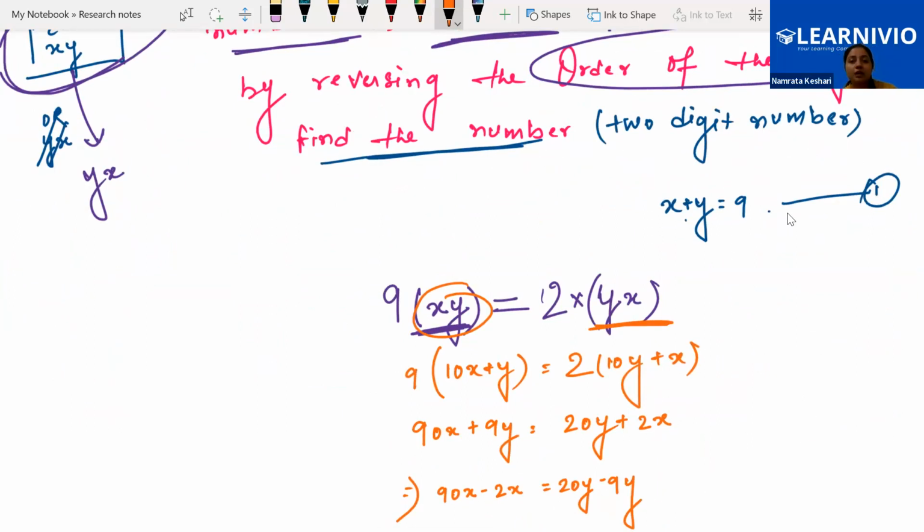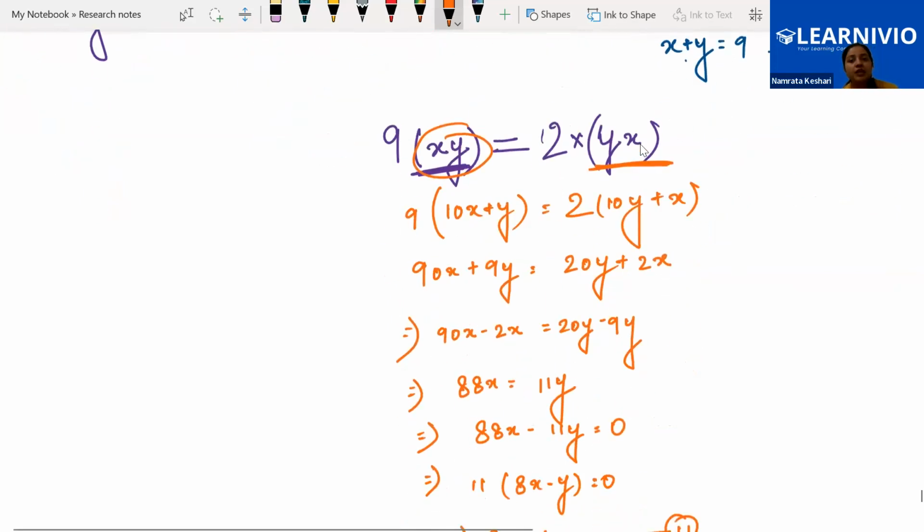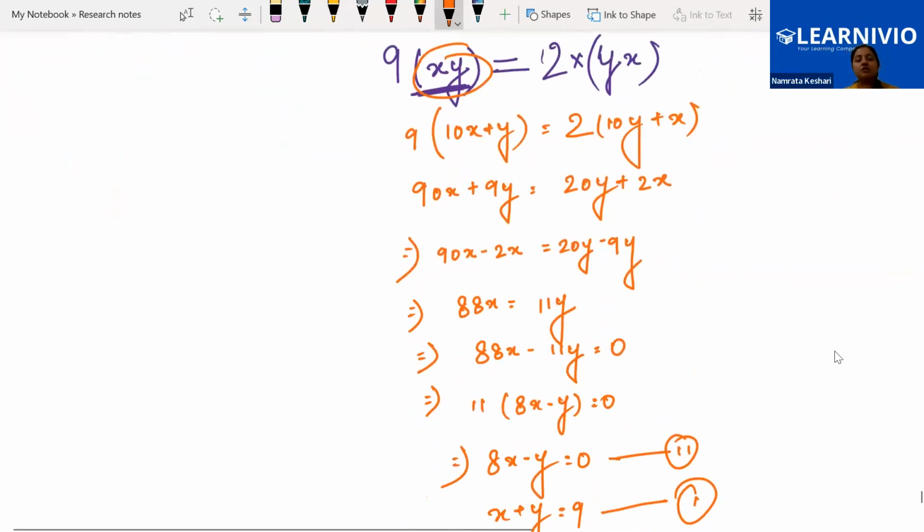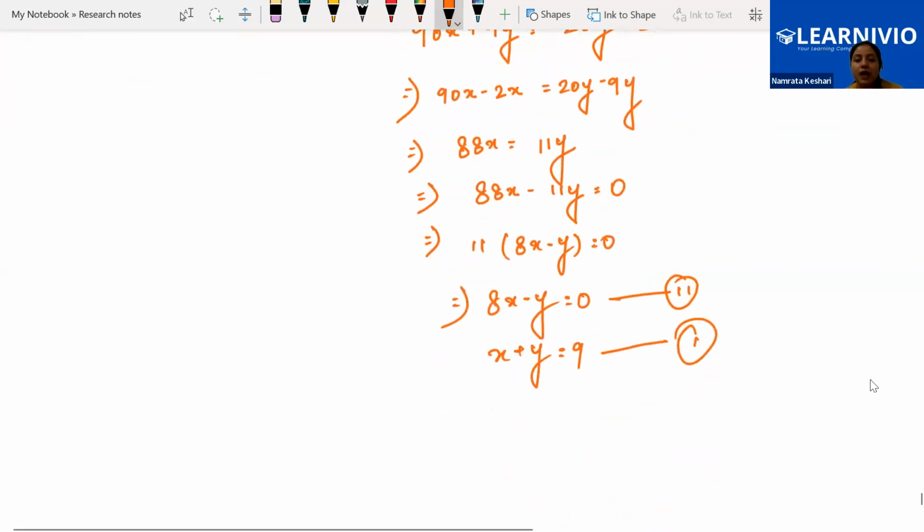We have to write it in the general form, the standard way in which we have had the pair of linear equations till now. So we have written it in expanded form, that is 10x plus y. We have written this one also in the standard form, that is 10y plus x. In most cases in your book you will see this step directly. But from where did this step come? It came from the previous step only, that 9 times xy equals 2 times yx. We have written the expanded form and then done the simplification. We got 8x minus y equals 0. Is it clear so far, Arya?